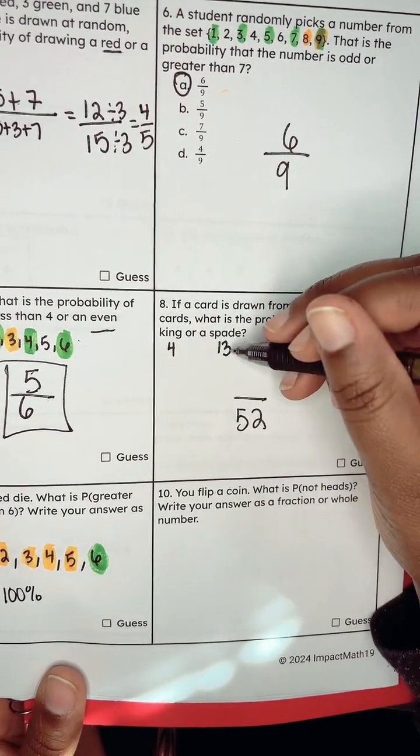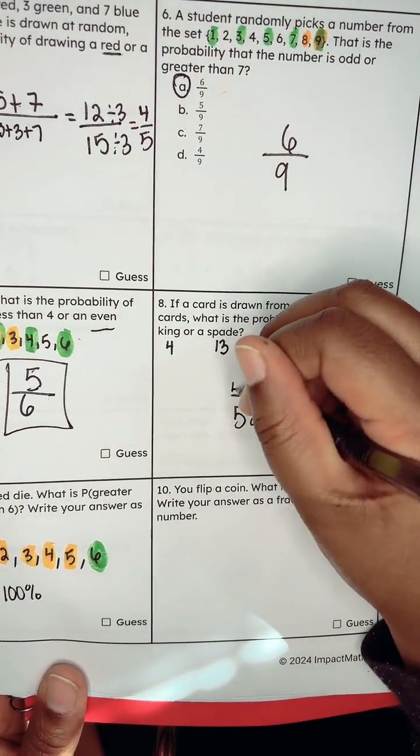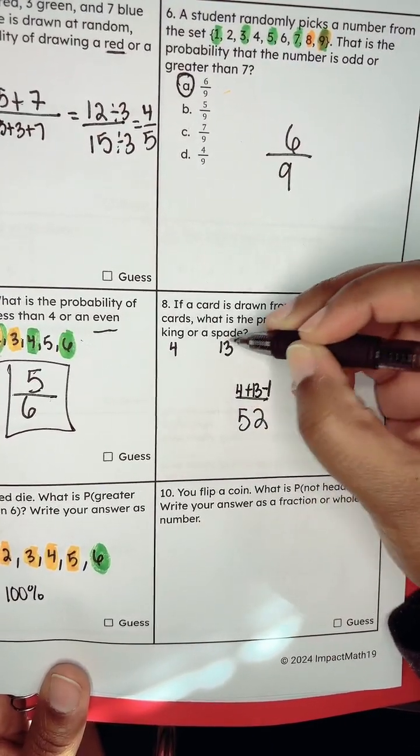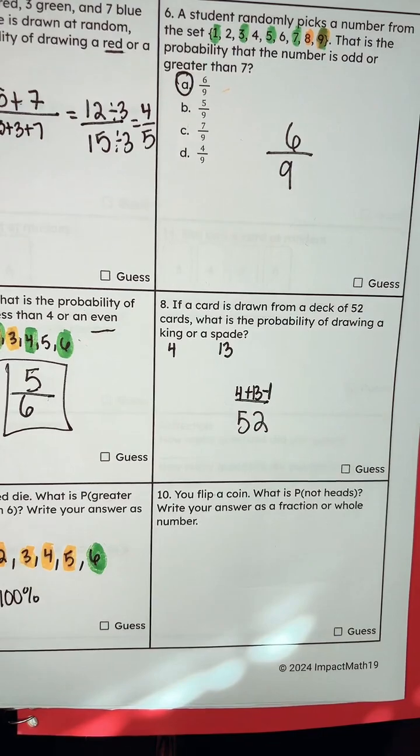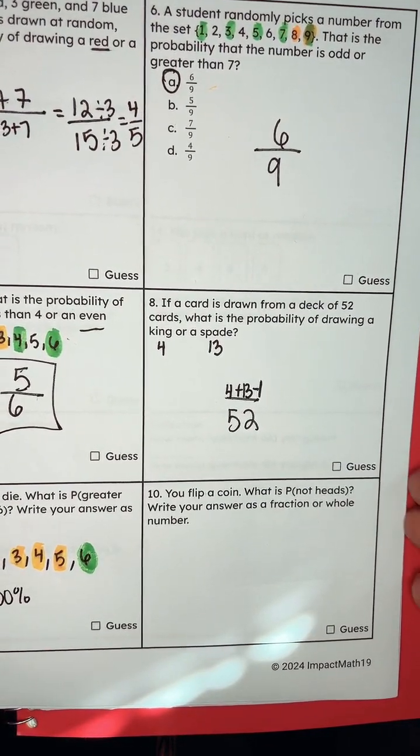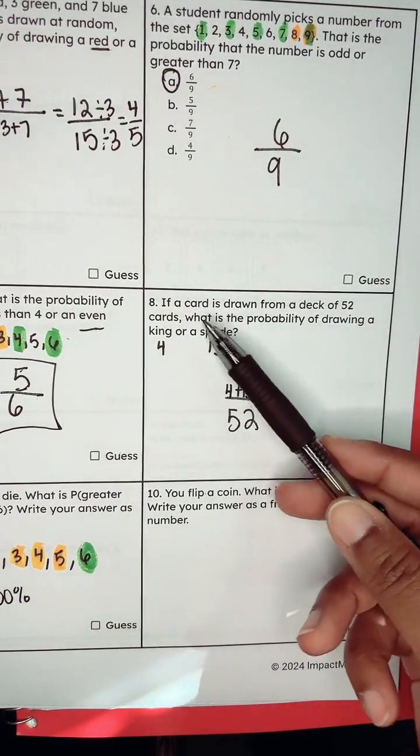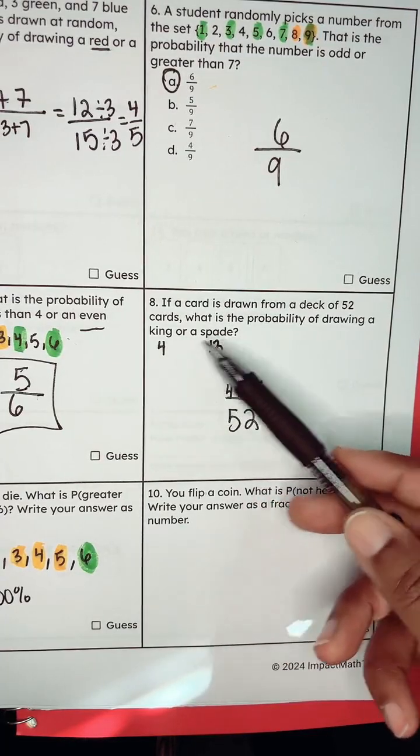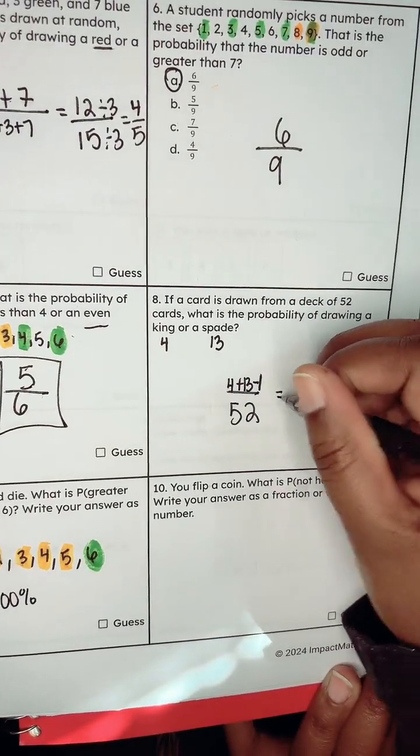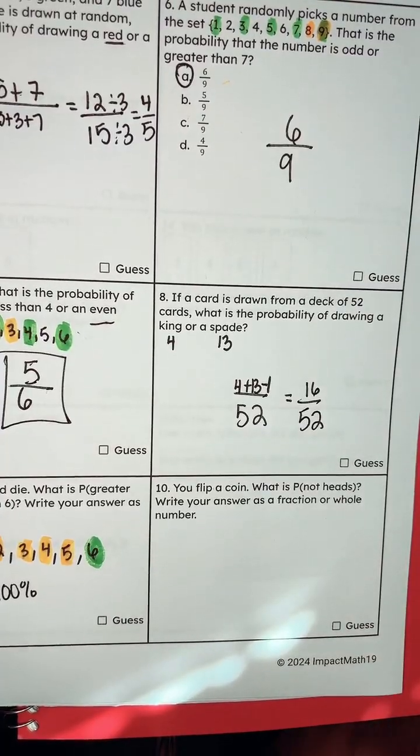But you got to be careful here, right? Because a spade has one of those kings. So we got to do 4 plus 13, but we got to subtract the double king that we're counting in the spade suit. Good, yes. So does that make sense why we're subtracting 1 here? Because remember, there's a king. We don't want to repeat them. Good. So somebody said 16 over 52. Perfect. 16 over 52 would be our beautiful answer.